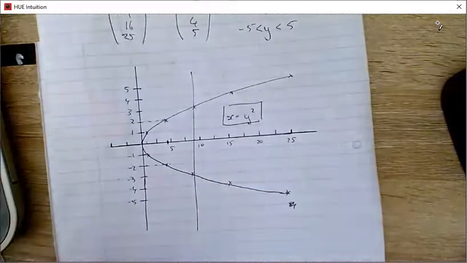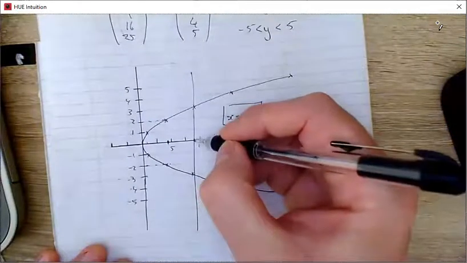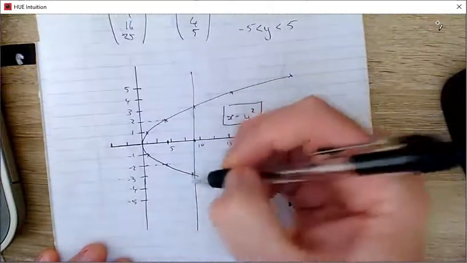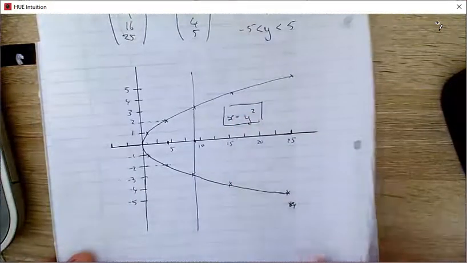The vertical line is not allowed to cross the graph twice because that suggests, if that's a 9, that there are two possible outputs when you plug a 9 into this function, and that's a problem. So you don't want to have that. So, a vertical line test.